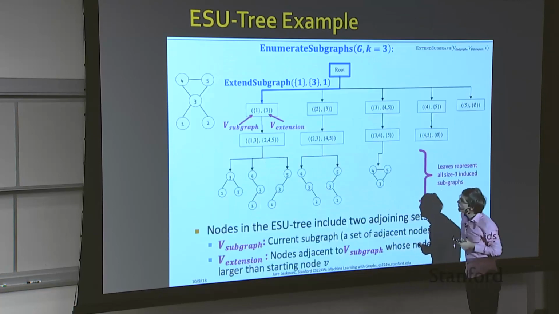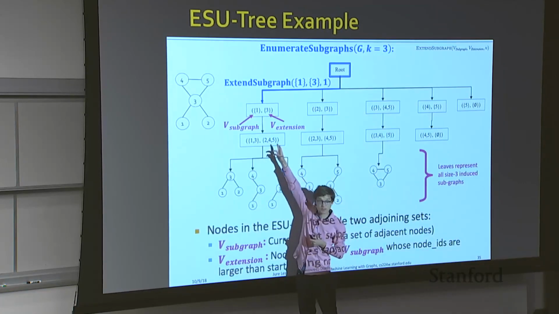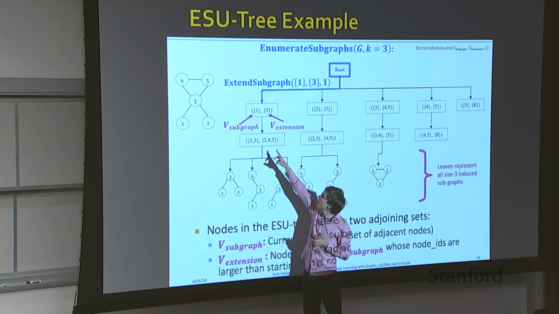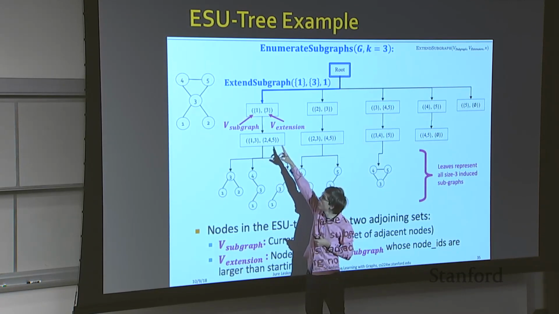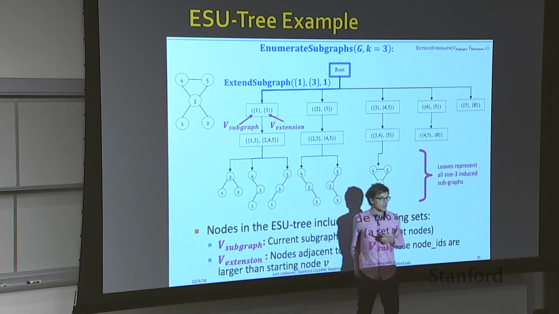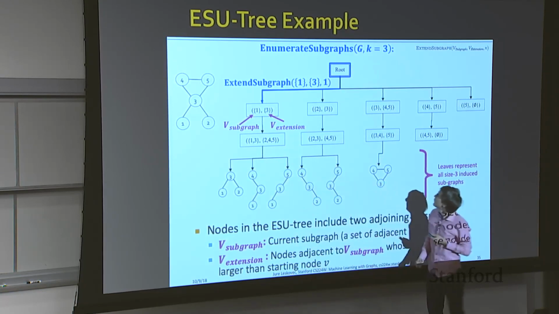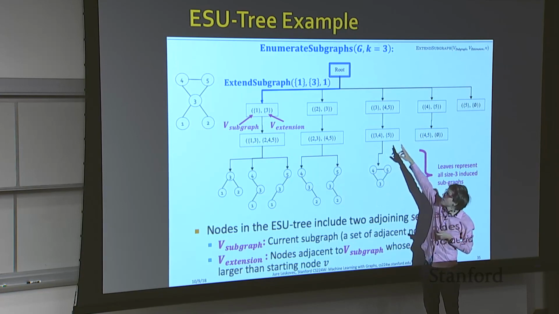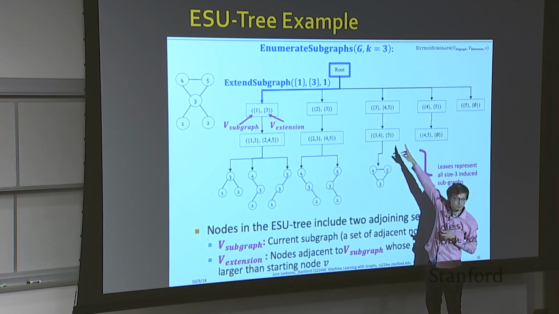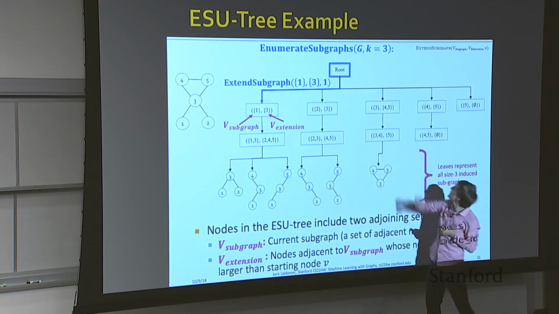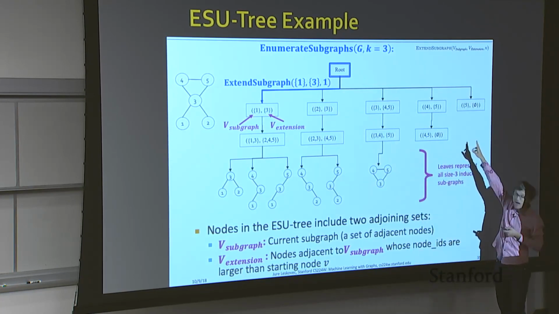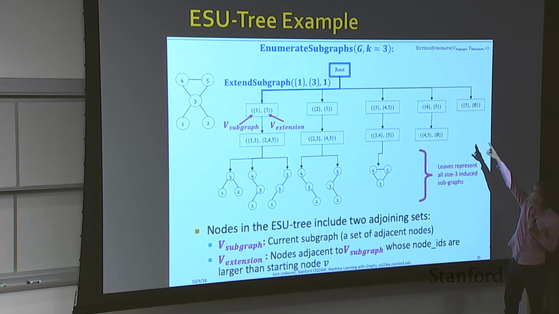Okay, and now at every one I have built a subgraph of size 1 with node 1 in it, and then the V extension are all the neighbors of node 1 that have ID greater than 1, so node 3. For example, when I build a subgraph out of node 3, I'm only allowed to take neighbors who have ID greater than 3. So this would be nodes 4 and 5. And then, for node 5, there are no neighbors that have ID greater than 5. So V extension is empty, so nothing happens here.